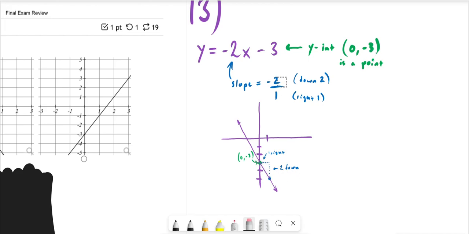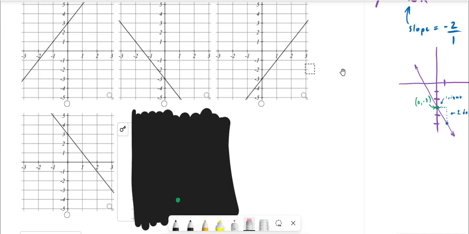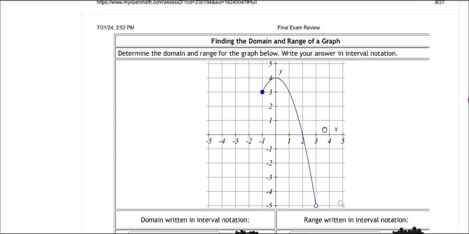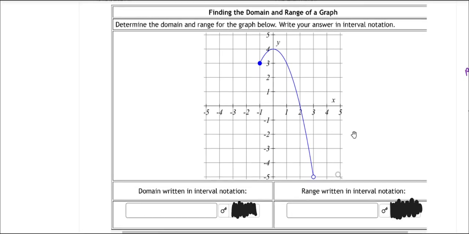From here, we follow the slope to go over by 1 to the right, and since it's negative, down by 2. And that brings us to a second point. 2 points is all we need to determine a line. Using this, we could match the graph that also has a negative y-intercept and a negative slope, which is indeed the answer. Moving on, question 14 concerns the domain and range of this graph.